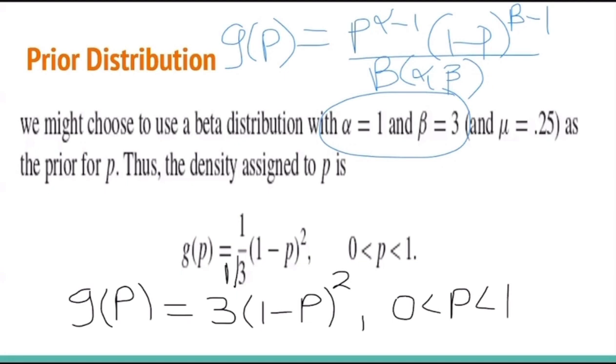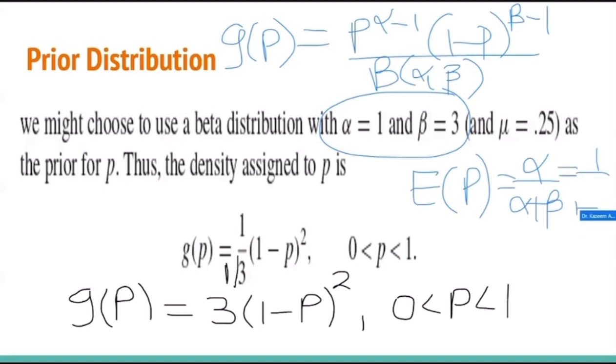Okay, now if alpha equals 1 and beta equals 3, you know what that implies? You remember, based on the characteristics of the beta distribution, the expected value of P is going to be alpha over alpha plus beta, right? Which is 1 over 1 plus 3, which is 1 over 4, which is 0.25 that you see here.